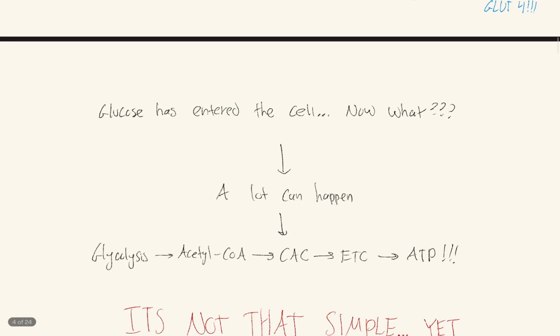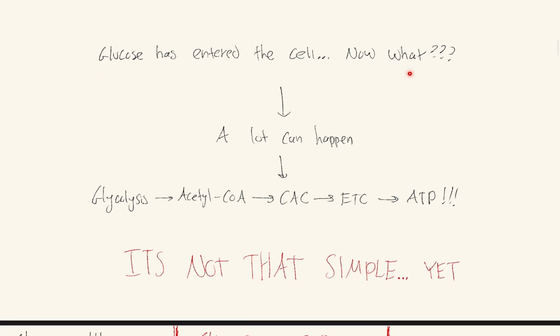But anyway, now that glucose has entered the cell and we've learned how it enters the cell, what do we do? Well, the short answer is that a lot can happen. And what I've illustrated here is a very, very, very, keyword very generic pathway of what processes might happen for humans who are breathing air, which is all of us, right?